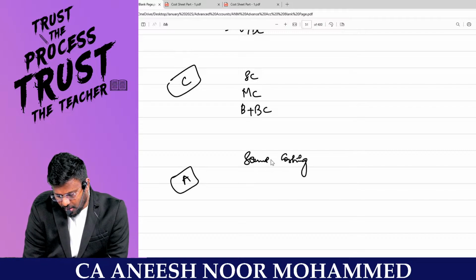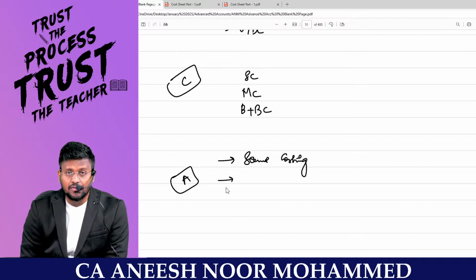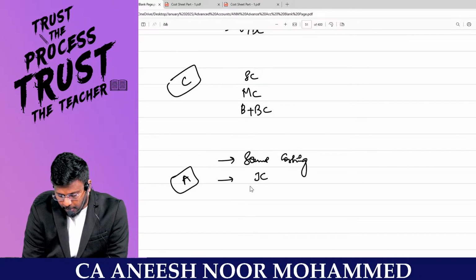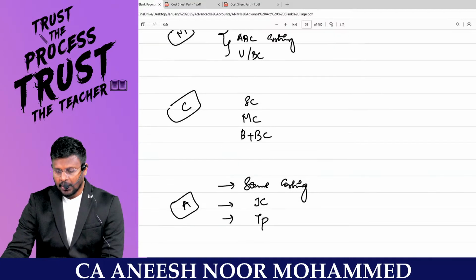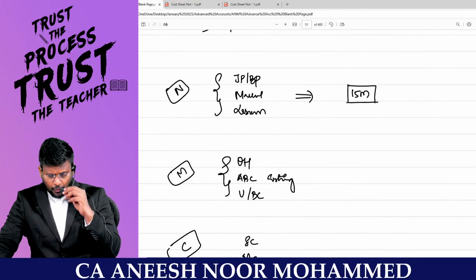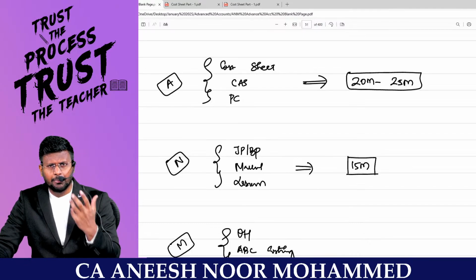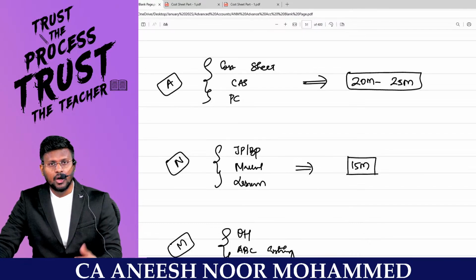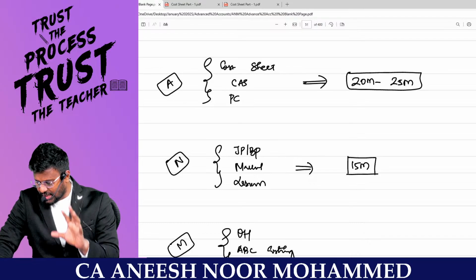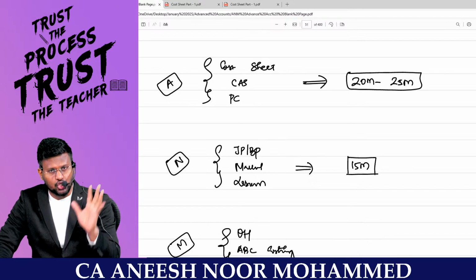And after service costing, you have to prepare job costing and the theory part. If you are preparing in this order for the coming examination, or any examination, then your preparation will be very smooth. Always first try to study the first chapter, cost sheet.